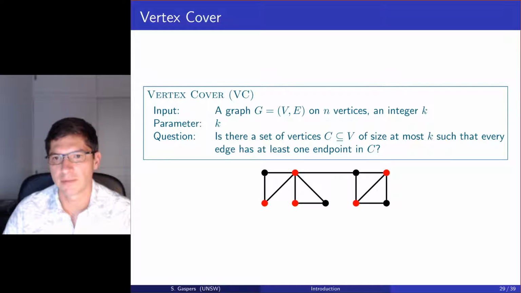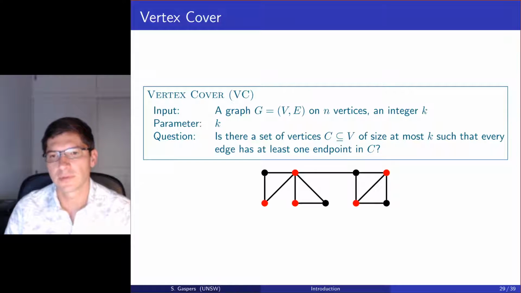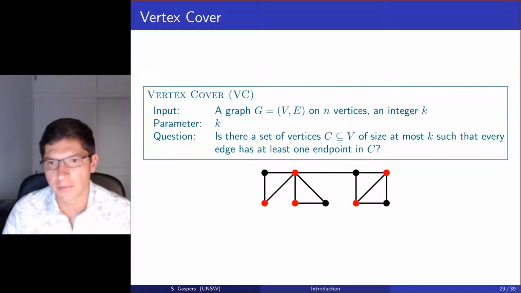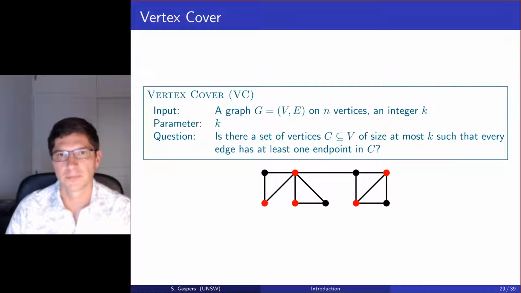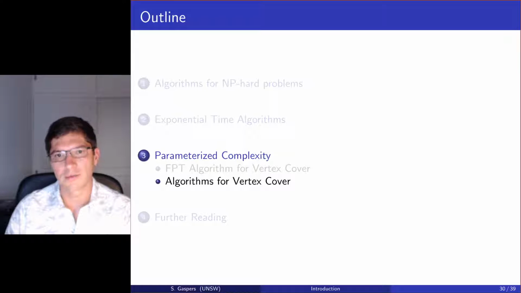And here we have an example graph where the red vertices form a vertex cover of this graph. We can see that for every edge in the graph, at least one endpoint is red. So if we select the red vertices, then we get a vertex cover of size 5. My goal now is to present an FPT algorithm for vertex cover.